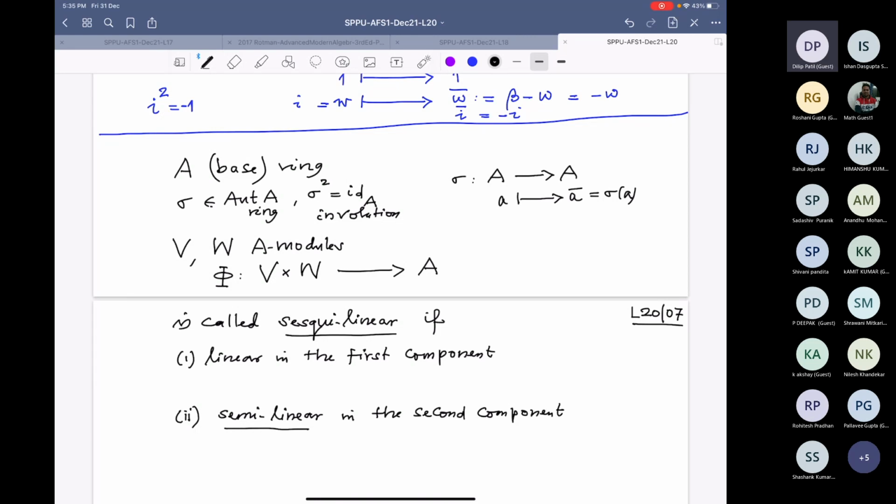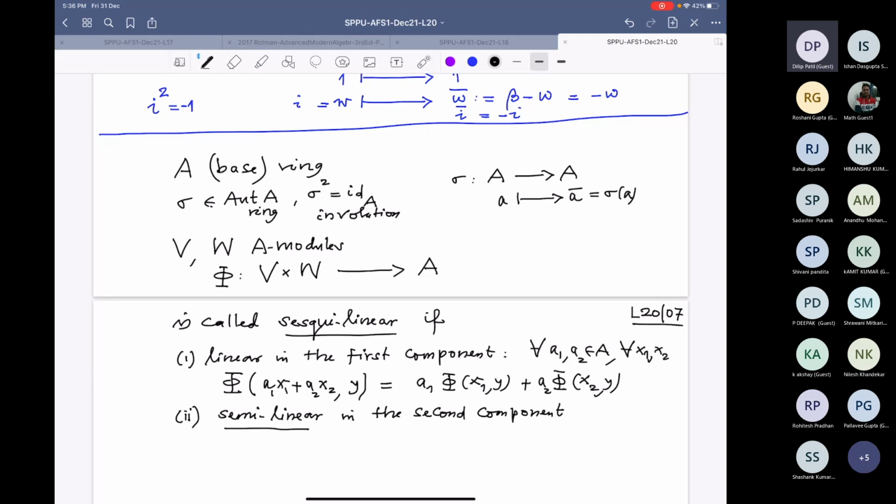So linear in the first one means phi of a1 x1 plus a2 x2 comma y should be equal to a1 phi x1 y plus a2 phi x2 y, and this is true for every scalar a1, a2 in A, and for every x1, x2, y in B. Then it is linear in the first variable.